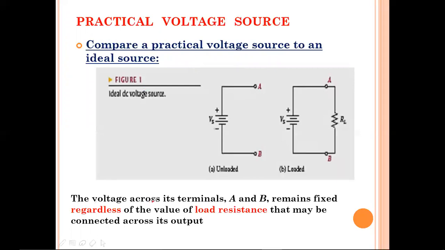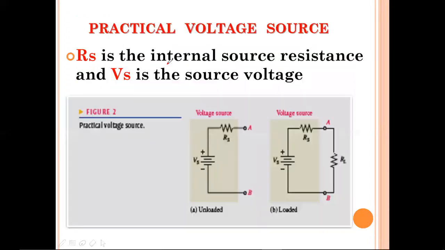Compared to a practical voltage source, for an ideal voltage source the voltage across its terminals A and B remains fixed regardless of the value of load resistance that may be connected across its output. So ideal means it does not depend upon the load resistance. Either high resistance or low resistance, that doesn't matter. That source is called an ideal voltage source. But practically this is not possible. We have only practical voltage sources.